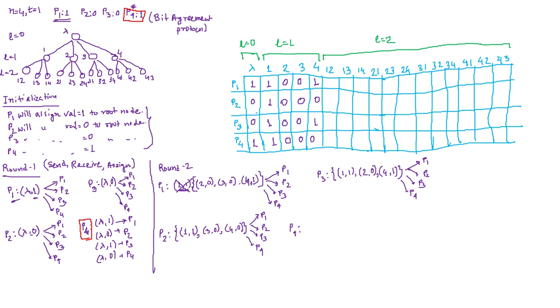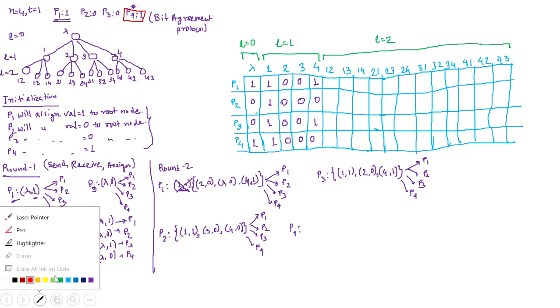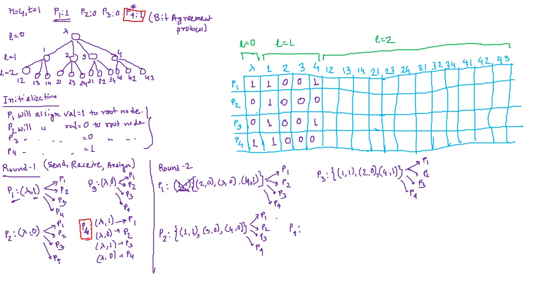Coming back, yes, so we were saying that P4 is the corrupt party, so it can behave arbitrarily. That's why I made it highlighted with red so that you can see that it has sent different values to different parties. Here also, this is the corrupted party, so it can behave arbitrarily.